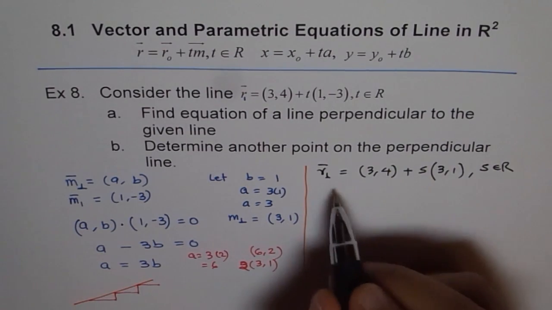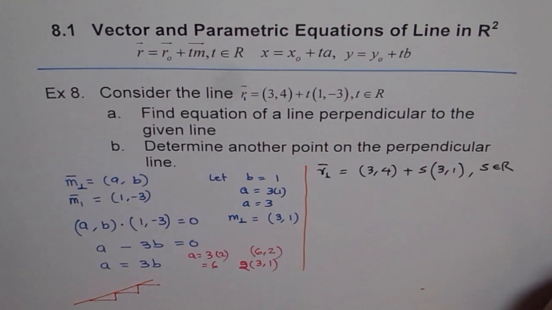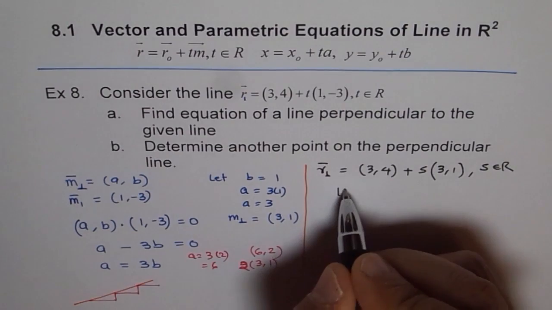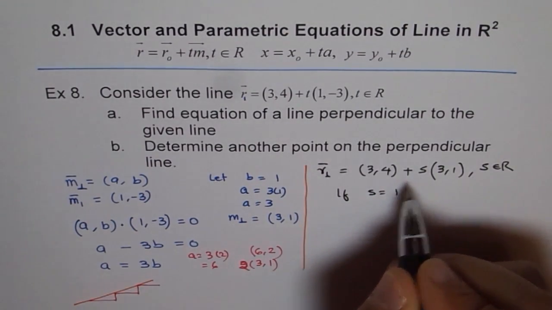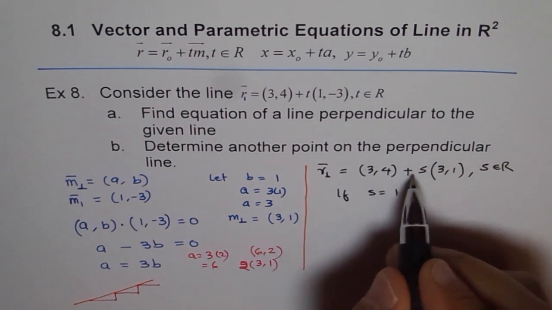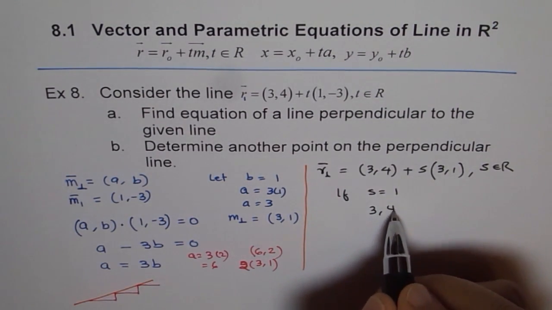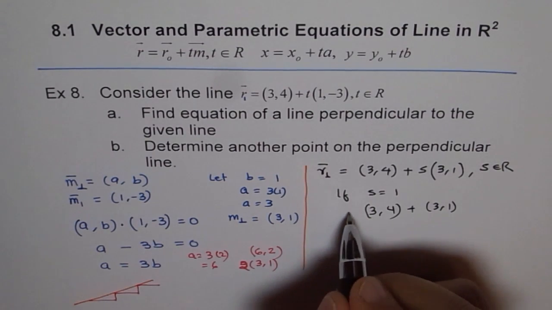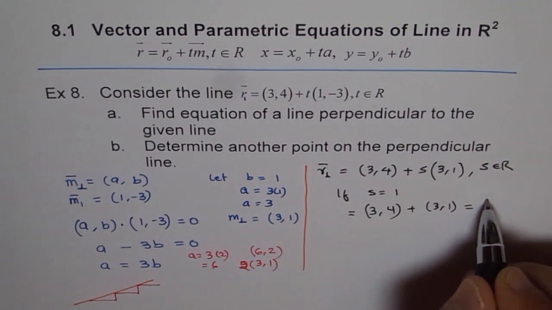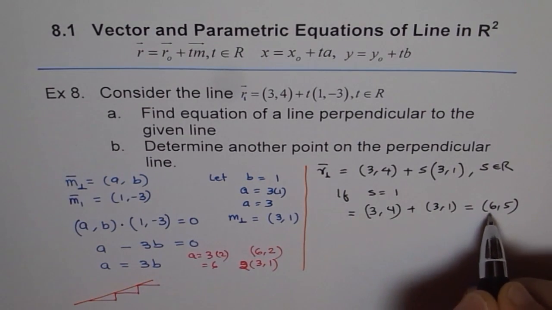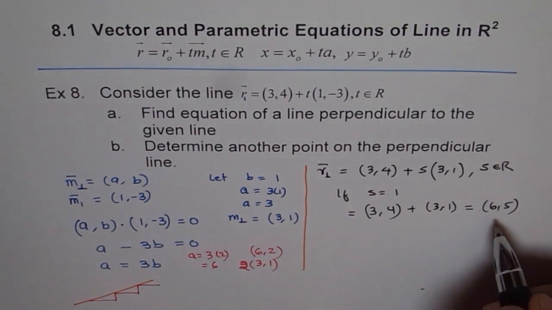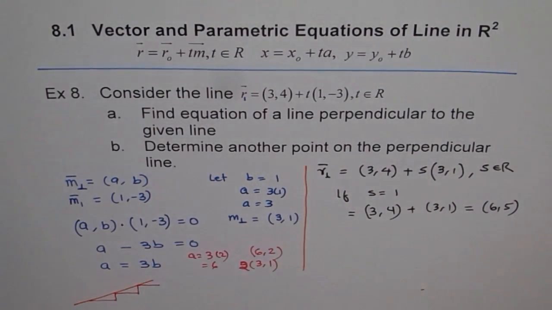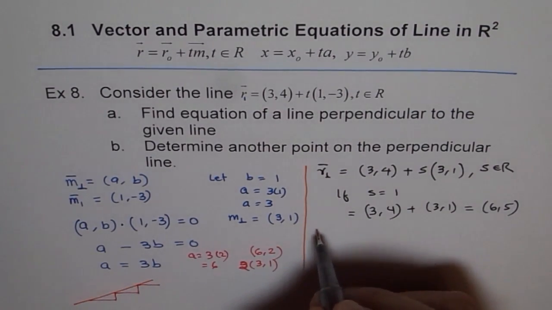And to find another point on this line, give different values to s. So let us say s is 1. If s equals 1, then what do we get? We get (3, 4) plus (3, 1), which equals (6, 5). So that is our next point, at s equals 1. So to determine another point on the perpendicular line: (6, 5). That is how it is.